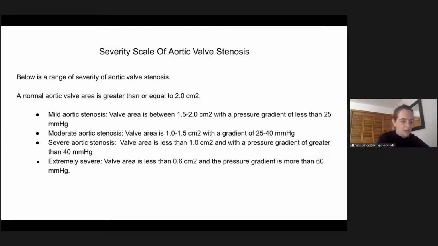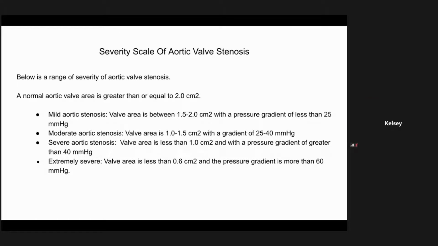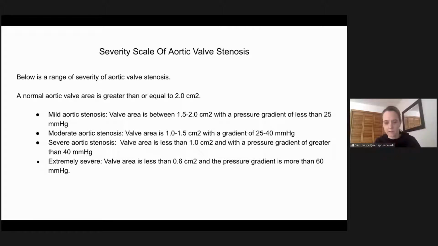I will make a note and make sure for the severity of the AS what the pressure gradients are, because like I said, they change sometimes. I bet. Thank you. You're welcome. I'll go over that, or I'll just brush up on it.